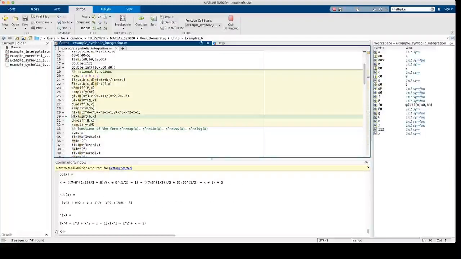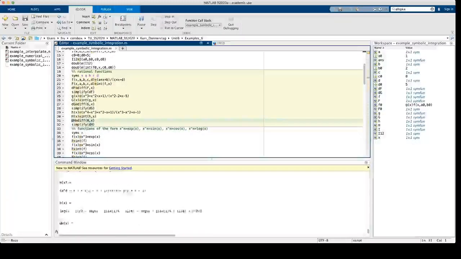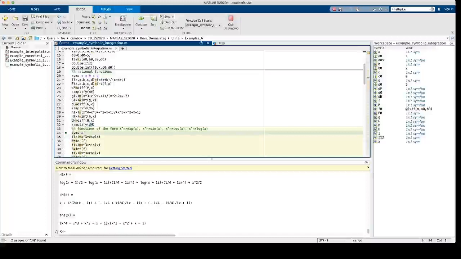The antiderivative capital H is again written down in terms of logarithms. You see it in the command window. If we differentiate with respect to x and simplify, we recover the original definition of small h.